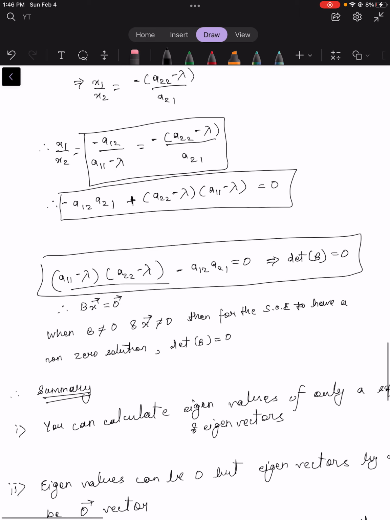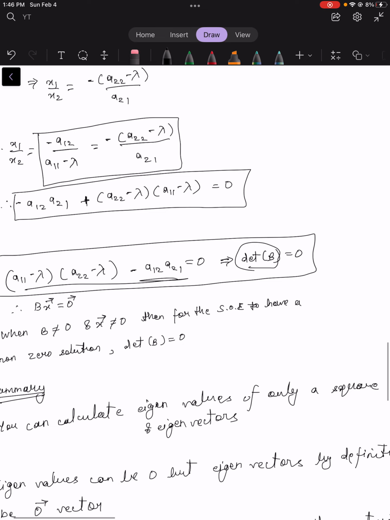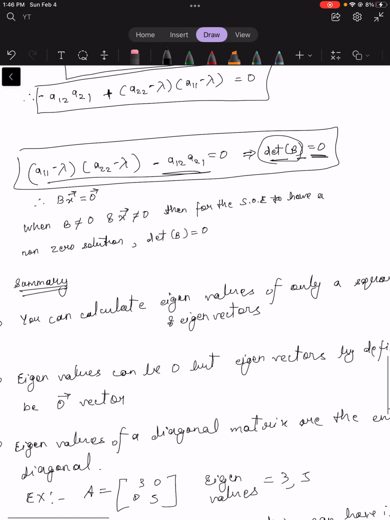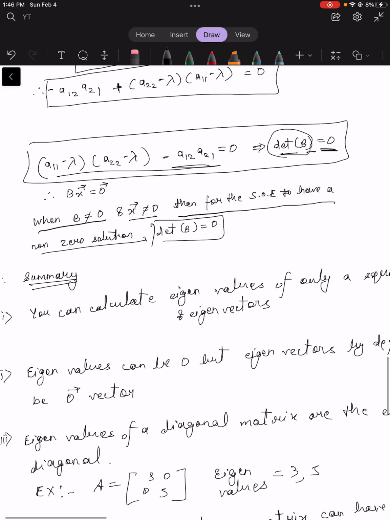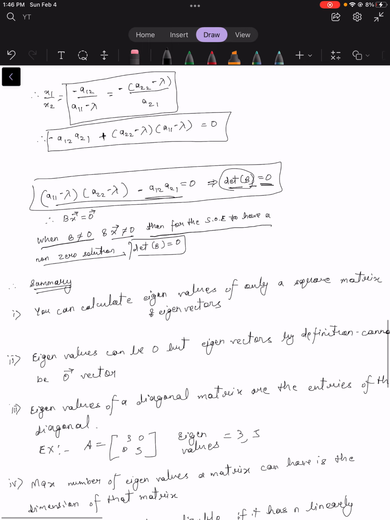And what is this? This is nothing but the determinant of B. So to solve the equation for a non-zero vector, we get the condition that the determinant of B should be equal to 0, then only we'll get a non-trivial solution. When B is not equal to 0 and x is a non-zero vector, then for the system of equations to have a non-zero solution, the determinant of B should be equal to 0. This is a very important property.